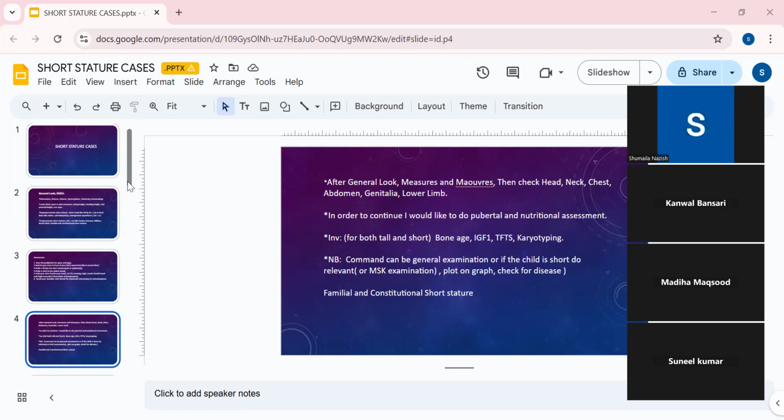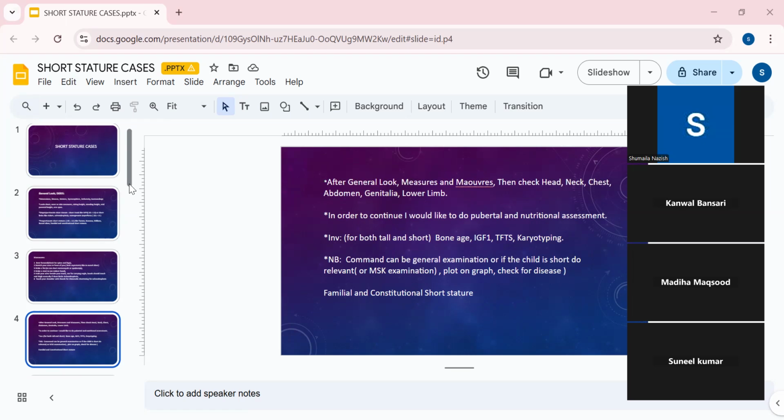And then when you come to the legs, you look for any rhizomelic, mesomelic, acromelic shortenings, any scars, any deformities, okay? So that is how you will conclude your examination of a short stature.